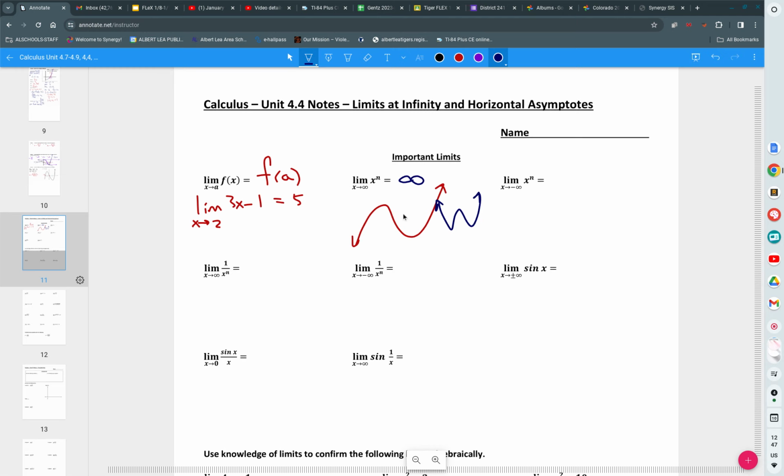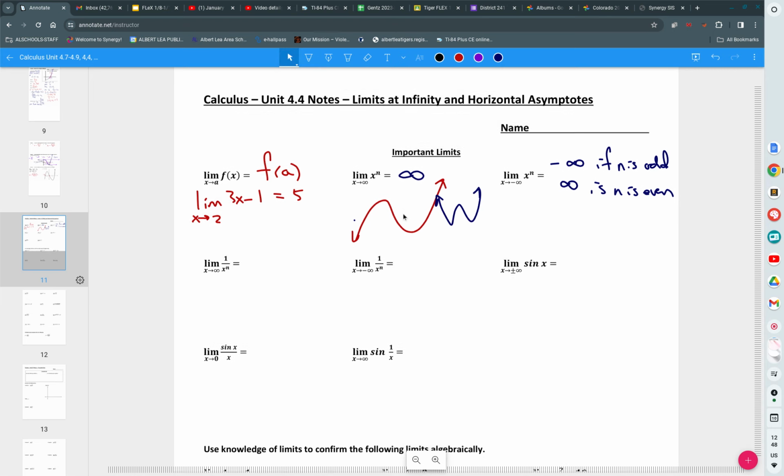But then if we switch it, look at this. X goes towards negative infinity. As x goes towards negative infinity, what happens to the y value here? Negative infinity. But for the blue, it goes to positive infinity. So it's negative infinity if n is odd, and it's positive infinity if n is even. What if you had like a decimal there? Yeah, it changes the situation very much so. We'll look at a couple examples like that.